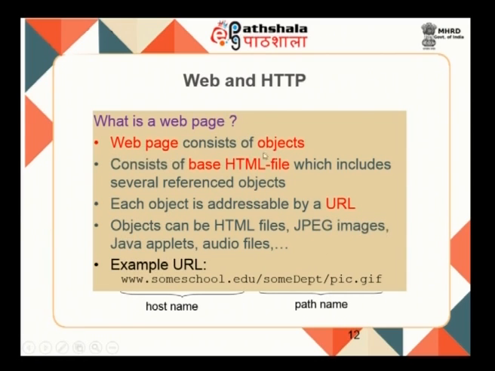A web page basically consists of some objects. So, there will be a base HTML file which will include several referenced objects. One or more references to objects could be there. And each of these objects is addressable by means of a URL, okay, a uniform resource locator. And these objects that we are talking about could be any type of file, it could be an HTML file, it could be a JPEG image, it could be a Java applet, it could be audio files, video files and so on. So, a URL typically looks like this, something that all of us are familiar with. You have the host name, so something like www.someschool.edu, and then the path name which specifies the object. So, some department/pic.gif and so on.